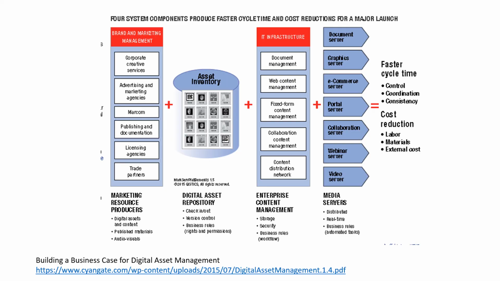So here there are a few layers actually. It starts with the marketing resource producer, which relates to all the materials regarding brands and marketing management. Then we see the asset inventory, where we look at the digital asset repository, which is the version control related to all the assets there.